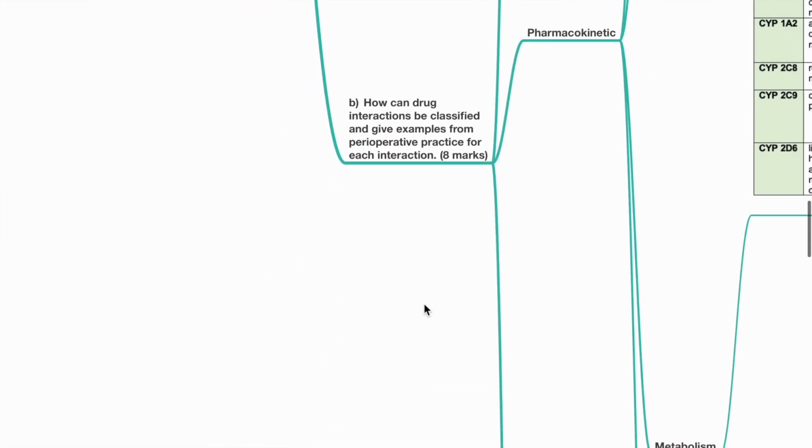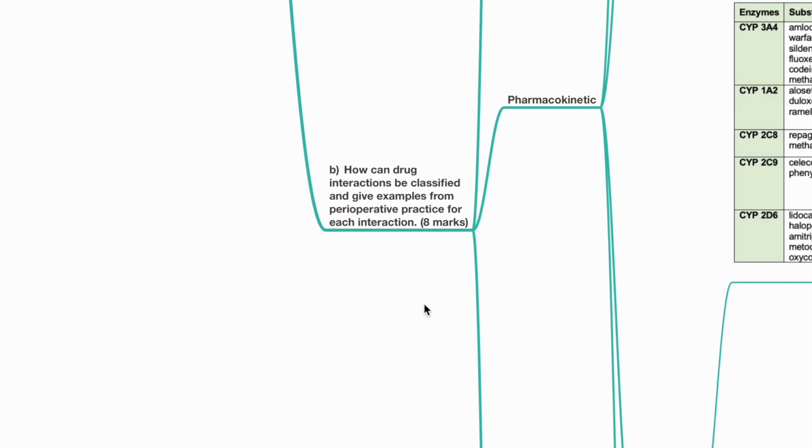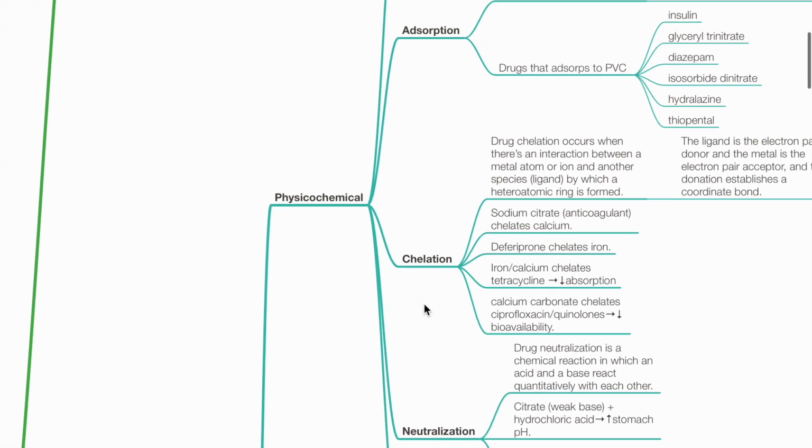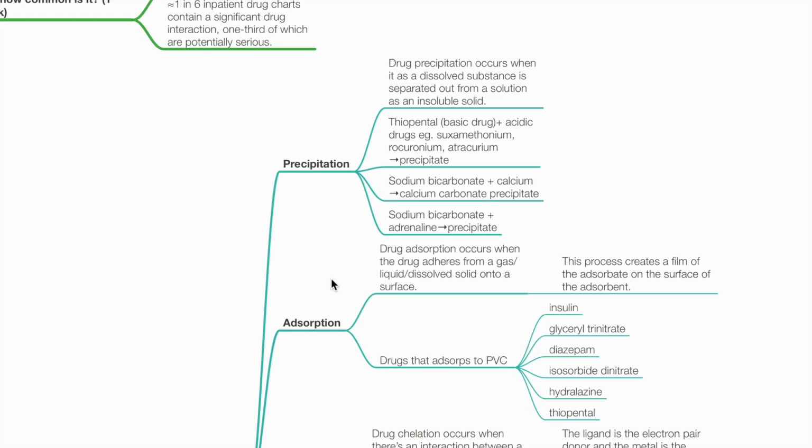B. How can drug interactions be classified, and give examples from perioperative practice for each interaction? Drug interactions can be classified as physicochemical, pharmacokinetic, and pharmacodynamic drug interactions. Physicochemical reactions can be precipitation. This occurs as a dissolved substance is separated out from a solution as an insoluble solid, such as the interaction between thiopental and acidic drugs such as suxamethonium, rocuronium, and atracurium.